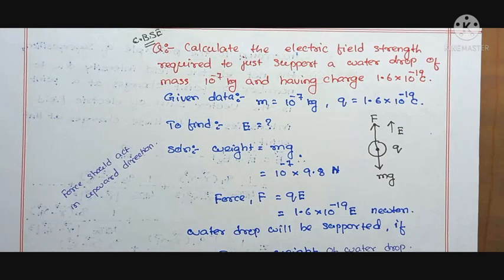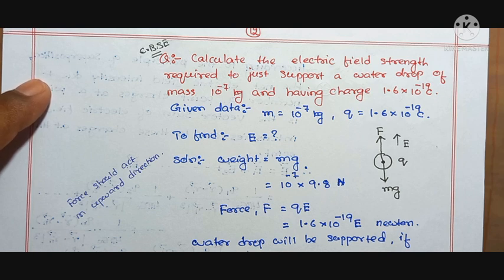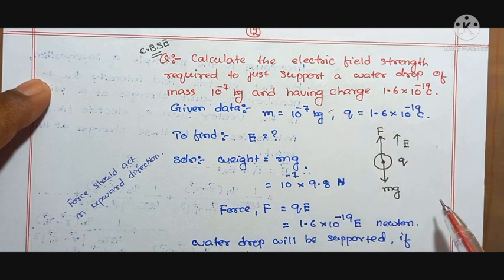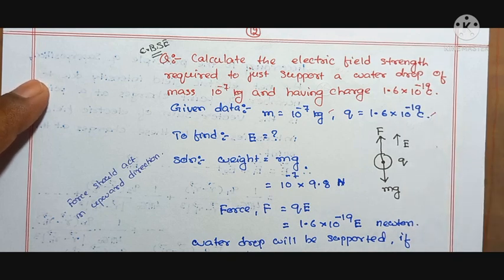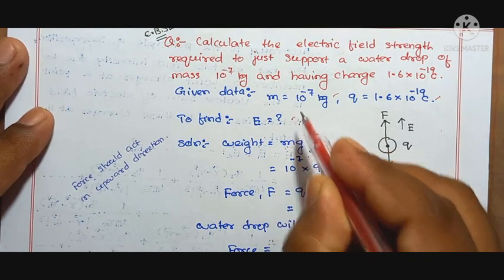Calculate the electric field strength required to just support a water drop of mass 10⁻⁷ kg and having charge 1.6 into 10⁻⁹ कूलम। यहाँ क्या हुआ है, एक क्वेश्चन बोर्ड क्वेश्चन है, CBSE बोर्ड का क्वेश्चन है। कैलकुलेट द इलेक्ट्रिक फील्ड स्ट्रेंथ रिक्वायर्ड टू जस्ट सपोर्ट ए वाटर ड्रॉप ऑफ मास। गिवन डाटा मास ऑफ द वाटर ड्रॉप 10⁻⁷ kg, charge given 1.6 into 10⁻⁹ कूलम. We have to find out electric field intensity E.